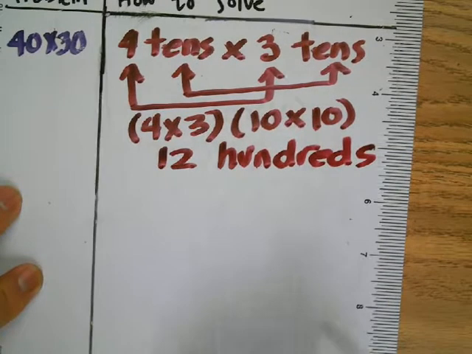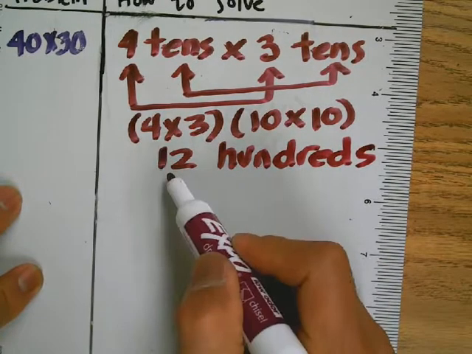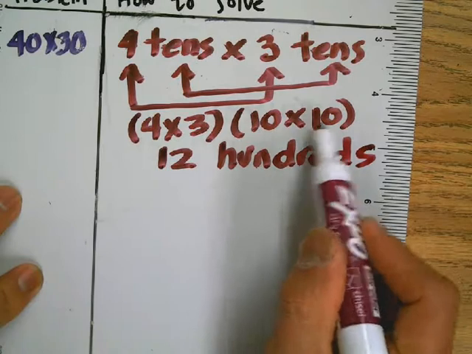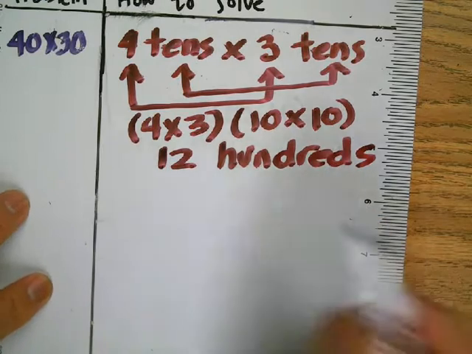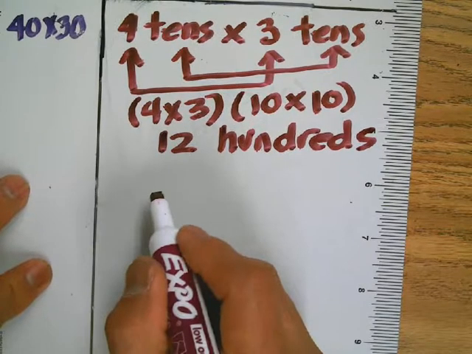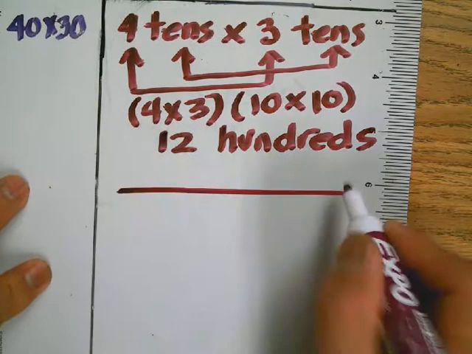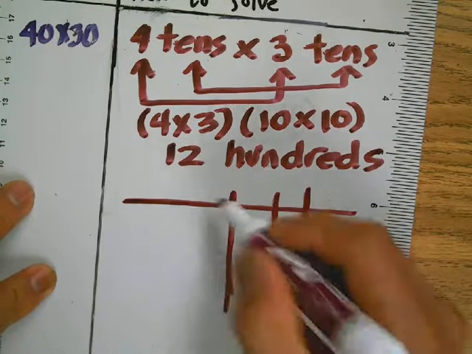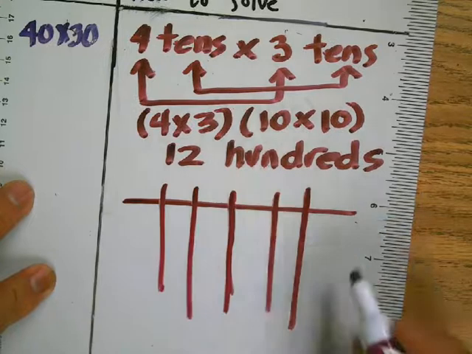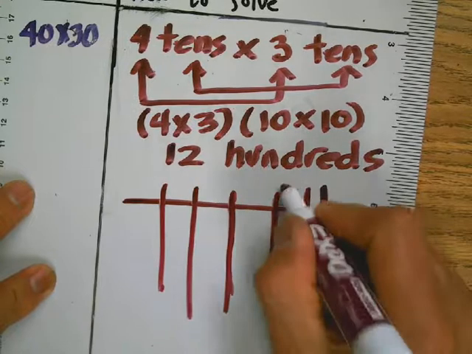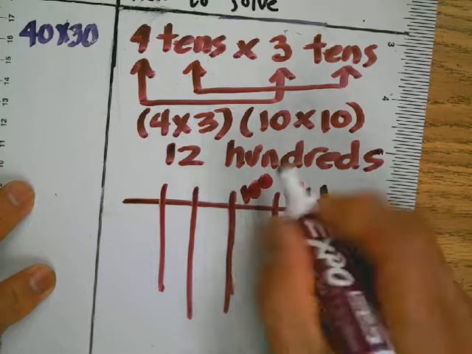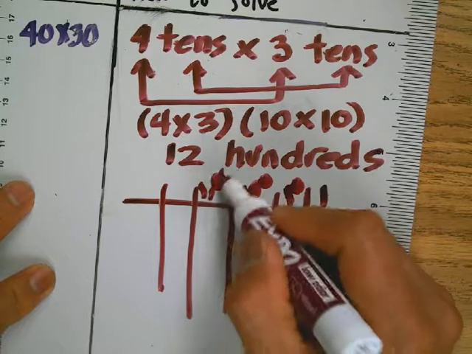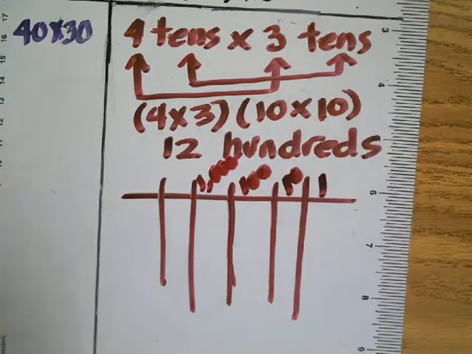Why? Because you have 4 times 3 equals 12, and 10 times 10 equals 100, so that will be 1200. So now, how would you write that, the 1200, on a place value chart? Well, here is one way we do it here in Grade 2. So these are the ones, tens, hundreds, thousands, correct?